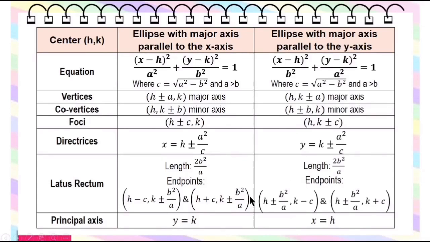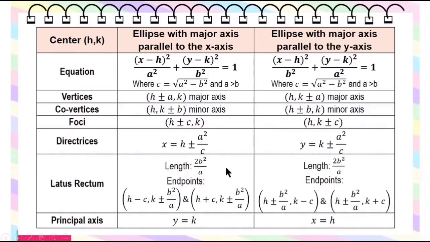But still, if the major axis is parallel to the x-axis, the denominator of the x squared term is greater than the denominator of the y squared term. Similarly, if the major axis is parallel to the y-axis, the denominator of the y squared term is greater than the denominator of the x squared term.